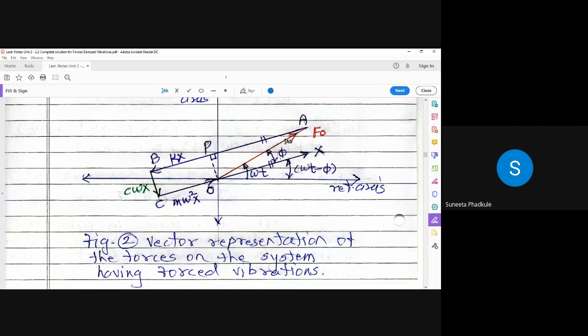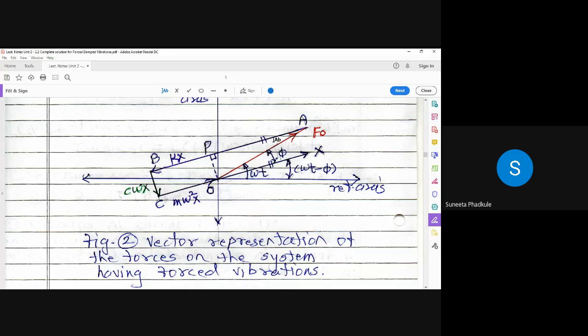And what is this angle? Angle OAP. This is opposite angle to AOX. As this angle is phi, that means displacement vector lags the force vector by an angle phi. So spring vector leads the force vector by an angle phi, you can say. So these are the opposite angles because these two lines are parallel to each other. So this angle is phi.